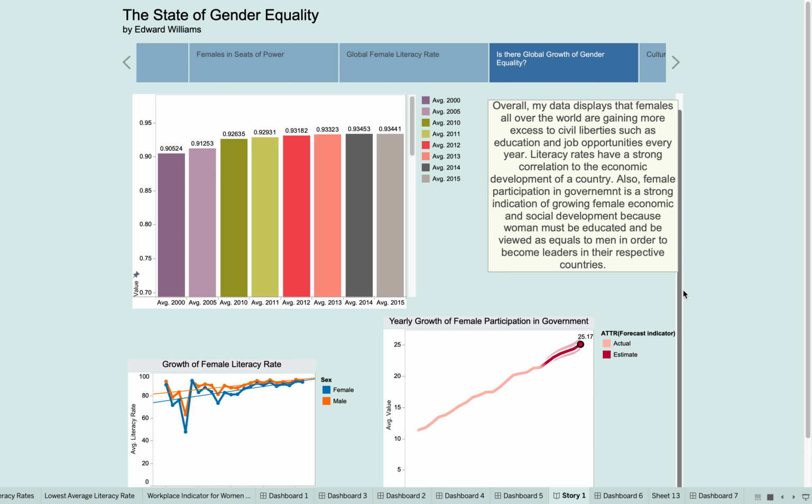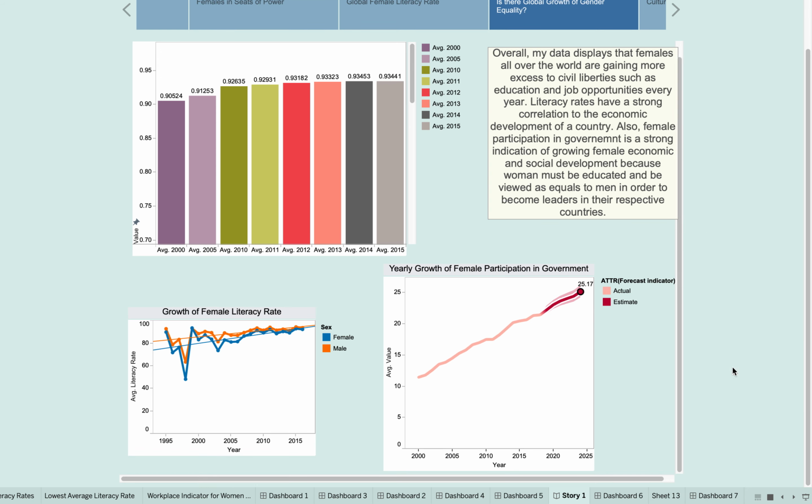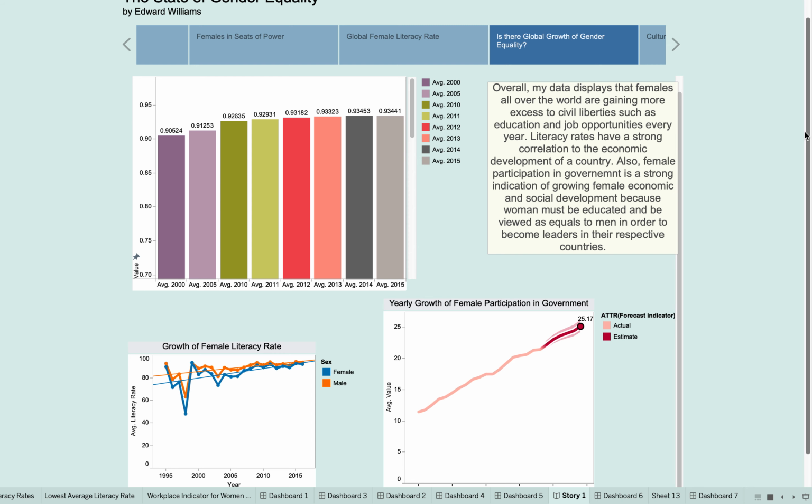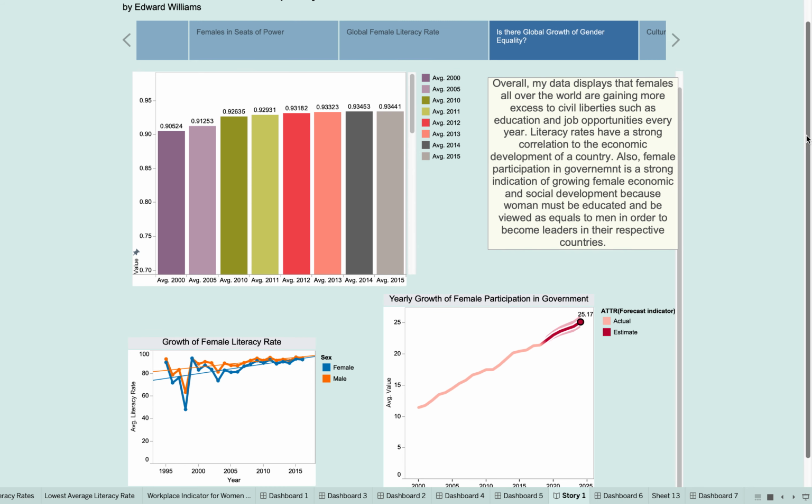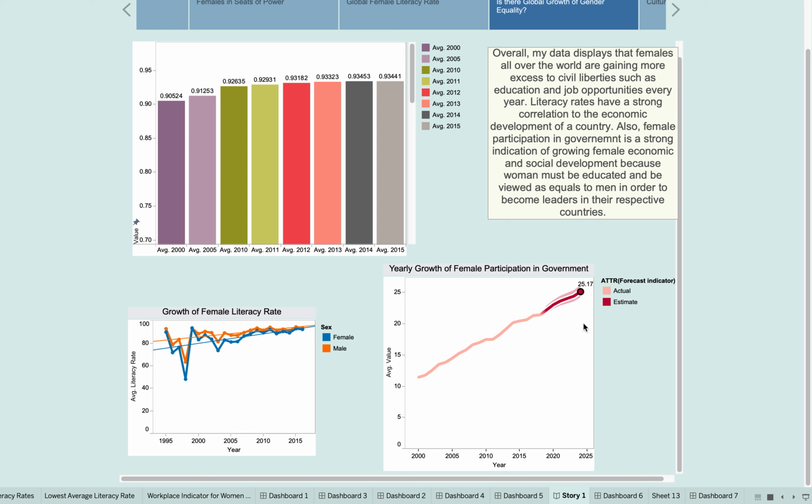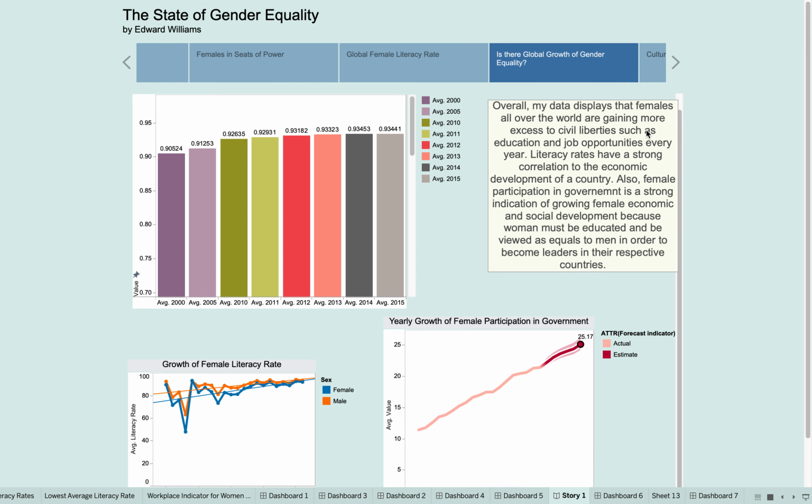Also, the yearly growth in female participation in government is growing significantly since the year 2000. And in the year 2025, it will be 25.17% females that represent the total percentage of government seats within the entire world. So 25% is a very significant portion considering where we came from. And based on my forecast, that's almost a 5% jump. So very significant growth in that realm.